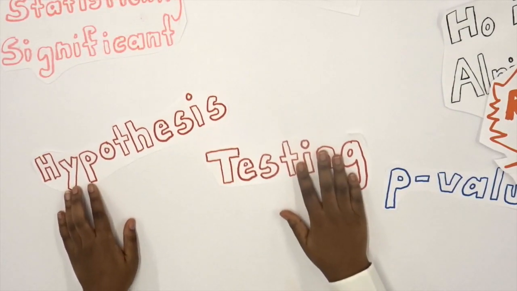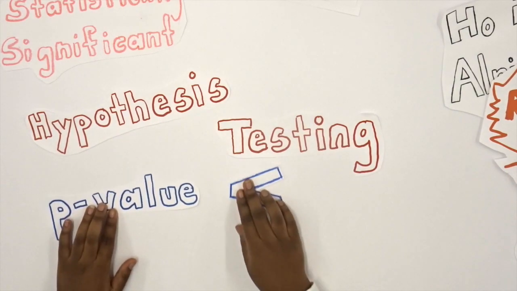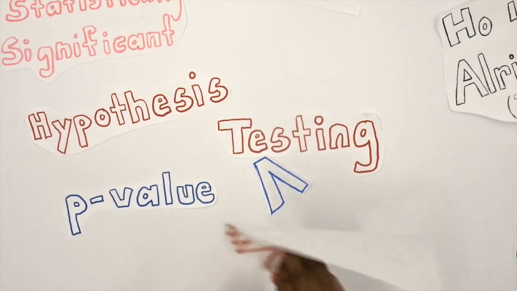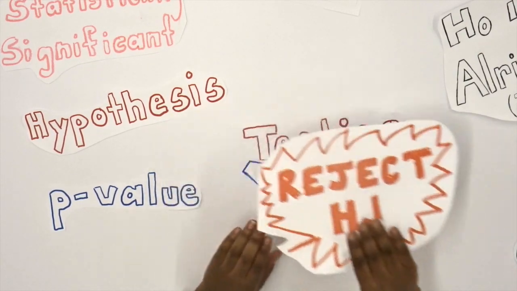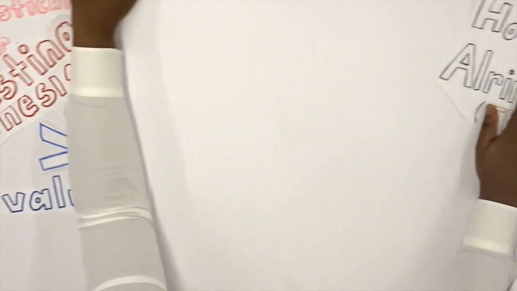Hypothesis testing. If the p-value's low, then we reject H0. If the p-value's high, then the null is all right.